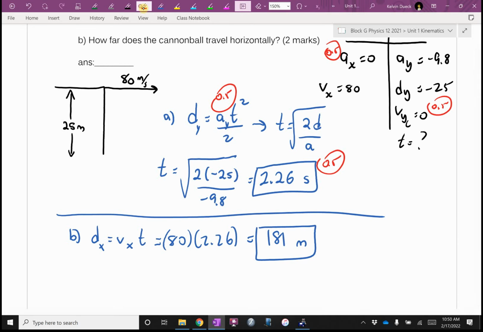If you got that, 2 out of 2. Otherwise, I would give you 1 mark if I saw that, half mark for the number, half mark for the answer. So if you got A wrong, but for part B, you went 80 times your answer from A, I would give you 2 out of 2 for part B because you did it totally right. Just started with the wrong data point.